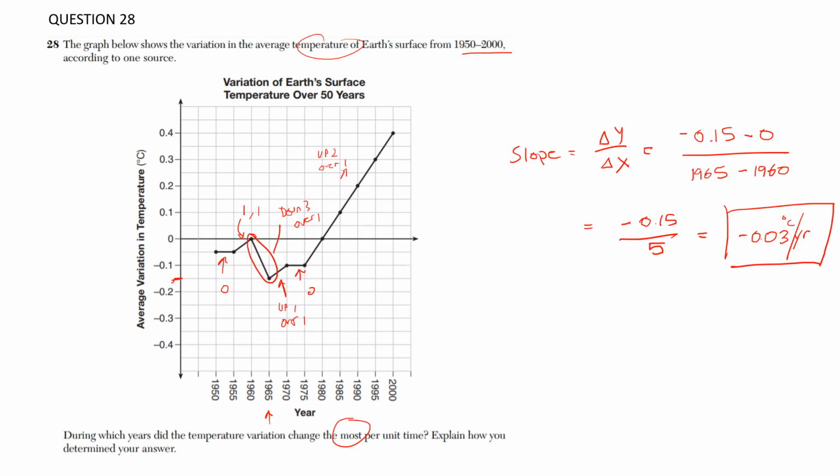This is the steepest part, and you can show in a similar way that the slope for all the other parts is not as steep as 0.03. This part will probably be 0.02, and then these are 0 on these flat sections.